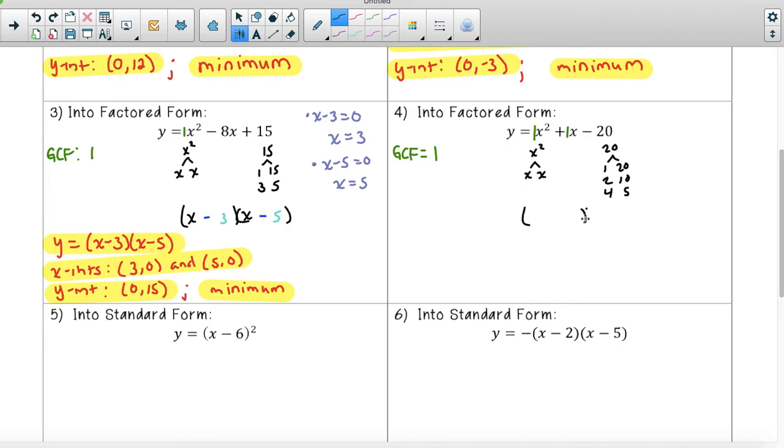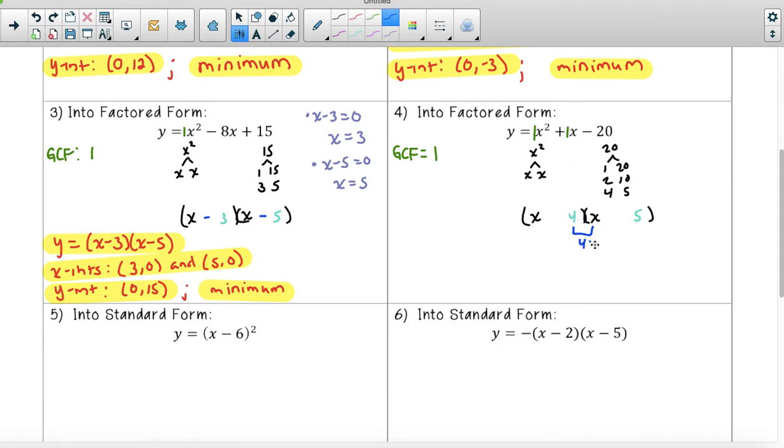So I have my 2 sets of parentheses. My GCF is on the outside, it's a 1. I'll put x and x in the front of both because I know that x times x gives me x squared. And then I'll check. I'll start with 4 and 5. I'll put 4 and 5 because I know that 4 times 5 does give me 20. And then we will check.